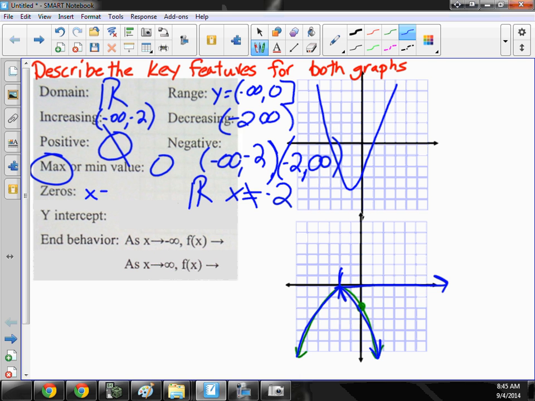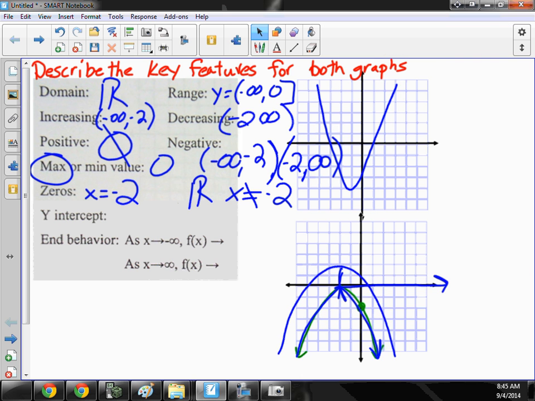At -2? Wait a minute, I thought every quadratic had to have 2 roots. Well, technically, this does have 2 roots. It's -2 and -2. Because if I were to draw a quadratic up here, that has 2 roots, 2 roots, 2 roots, and now it has 1. So those 2 roots have become 1. So technically, it only has 1 zero. But you'll find out in the next chapter that you can create that quadratic equation if you treat it as though it has 2 roots that are the same.